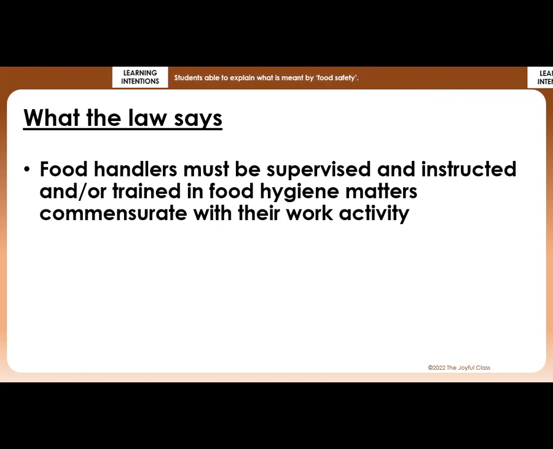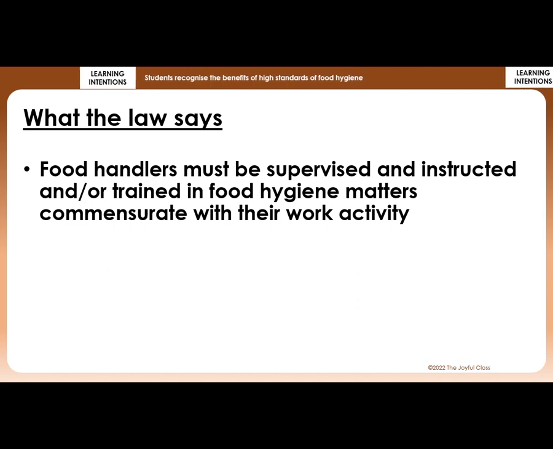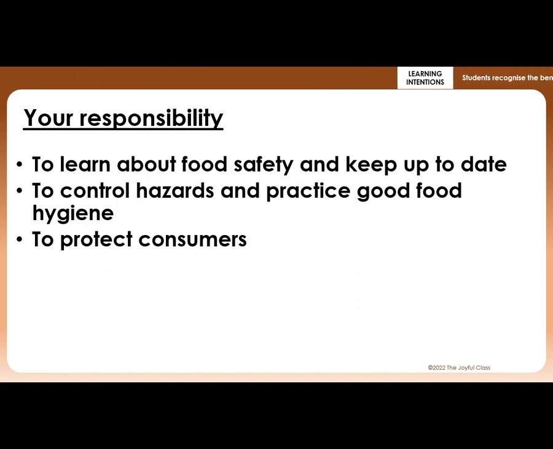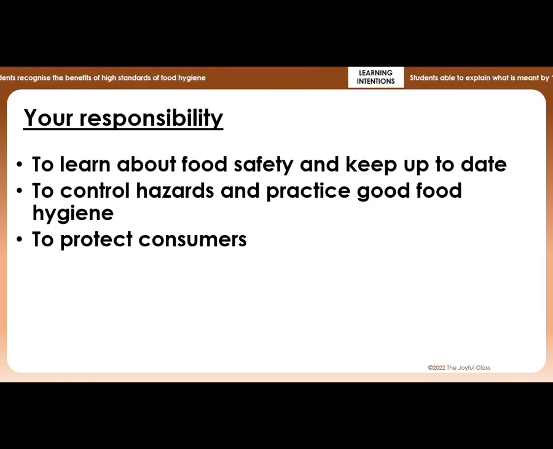It's recognisable in all Scottish industry, in all hospitality in the Scottish industry. So you're responsible to learn about food safety and keep up to date, to control the hazards and practice good food hygiene, and to protect customers.